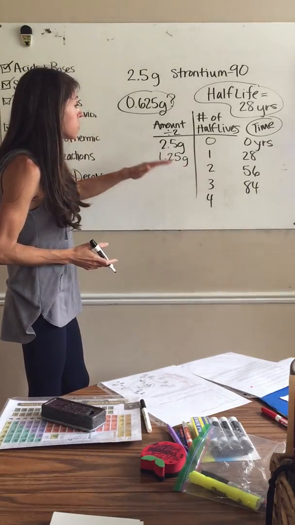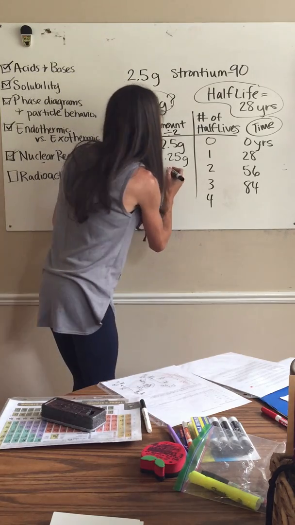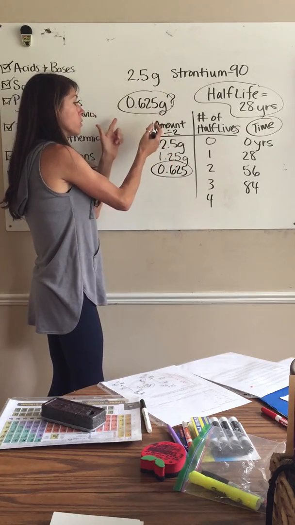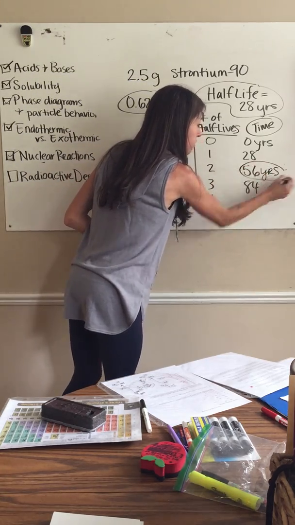Now, another 28 years, we're going to divide this in half again. 1.25 divided by 2 is going to be 0.625. So there we go. We have what we're looking for. And the question is, how long did it take? It took 56 years, okay?